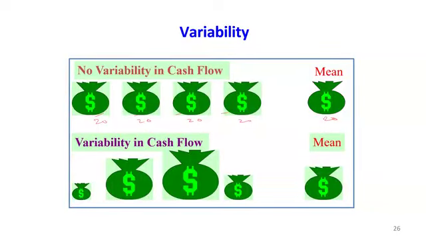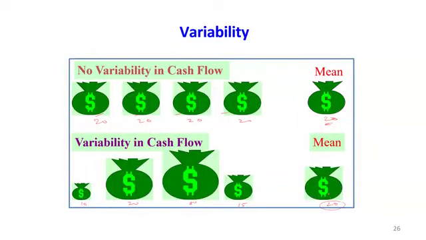So 80 by 4 is 20, so the mean is also 20. But in this other case, let's suppose the values are 10, 20, 50, 15 or something like that. Don't go by the values, I took some random numbers. Here also, let's suppose I'm getting a mean equal to 20.